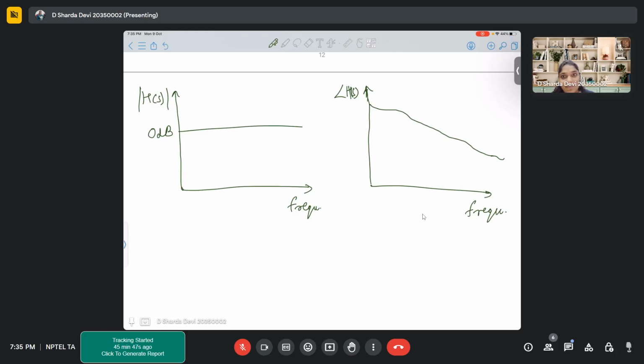Ma'am, by looking at the phase, it's showing a negative, decreasing value. Yes, you can understand it is a negative value. Here 0 dB is defined as the unity gain frequency. So basically this circuit is providing a constant gain of 1 volt, or 0 dB, throughout all the frequencies. That means the amplitude of the signal is never changing, not attenuating, not amplifying.